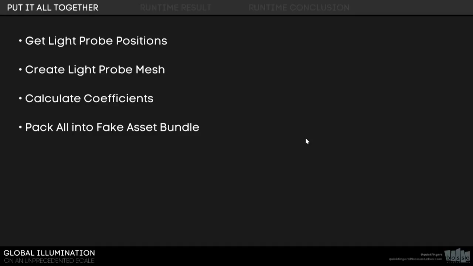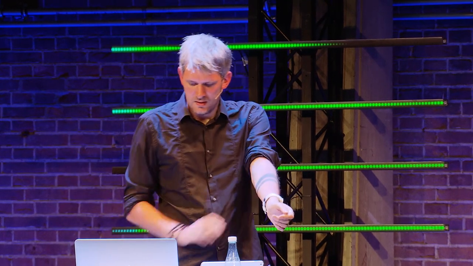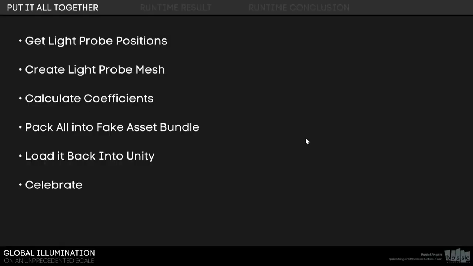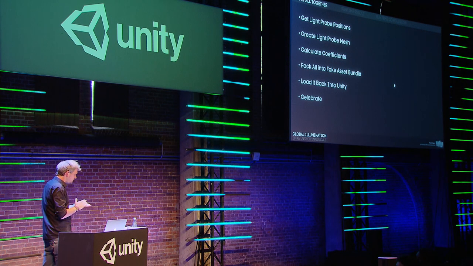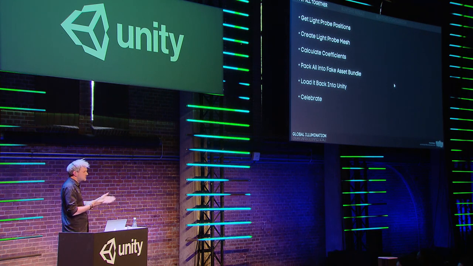So we just stick all that data at the end of this weird byte array that we're sort of tricking Unity into thinking it's an asset bundle. And then we load it back in the way we normally do. And then we celebrate. Because there we go, it's done. It's all there, it's in the scene. So we're going to show you the results of that.